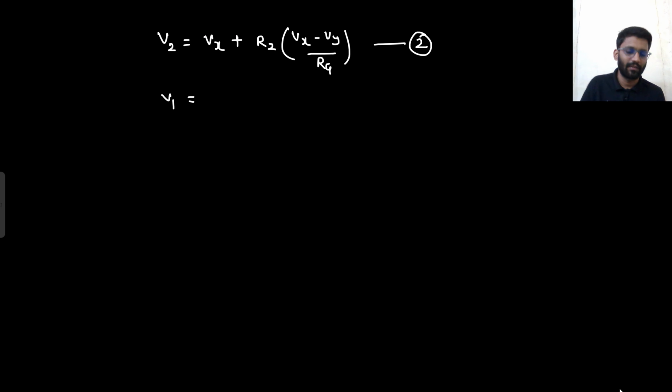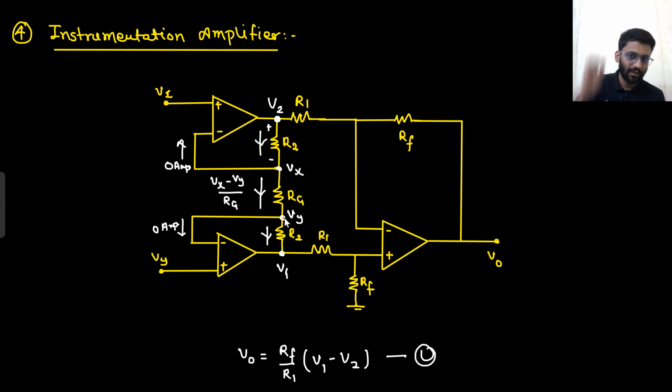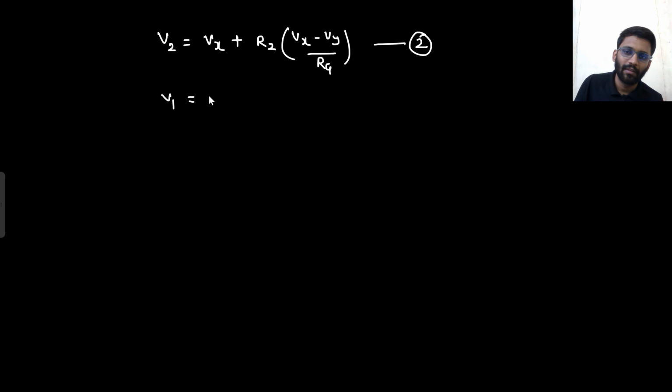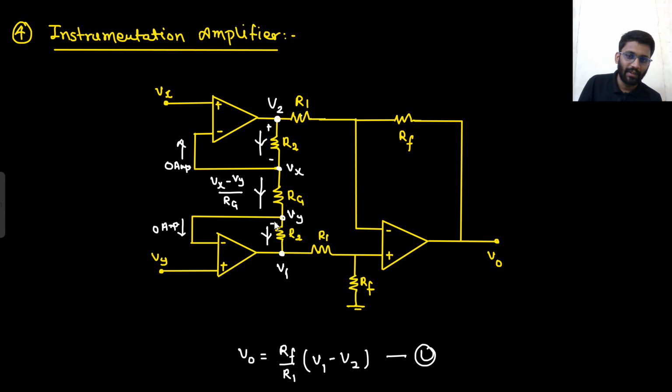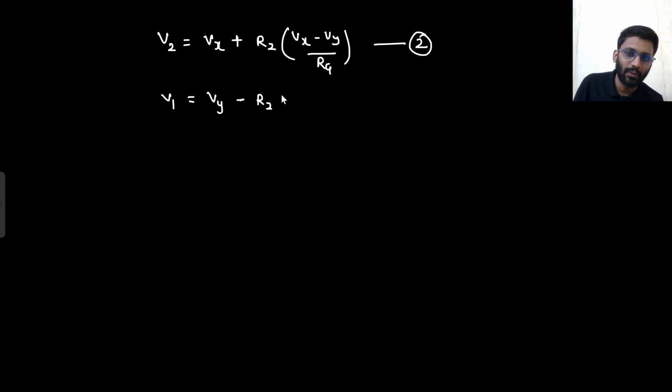What about V1? So what will be your V1? This is your Vy. Vy minus, why minus? Because Vy and this potential will be subtracted. The potential across R2 will be subtracted from Vy, so you will get V1. So Vy minus this resistance R2 into the current. What is the current? This is the current, (Vx minus Vy) by Rg. Say yes or no. This is equation 3.